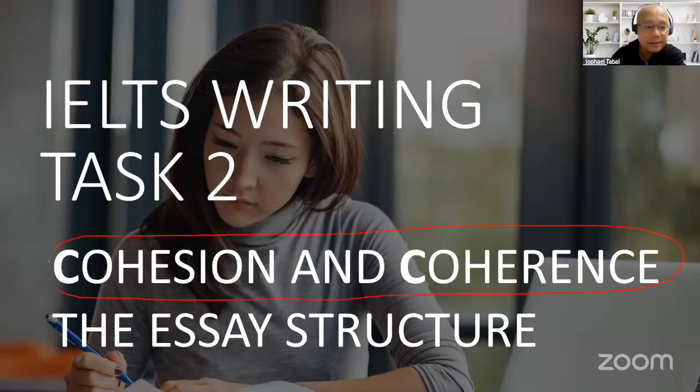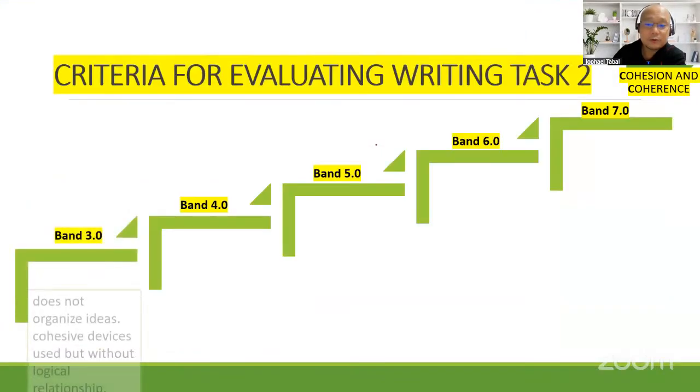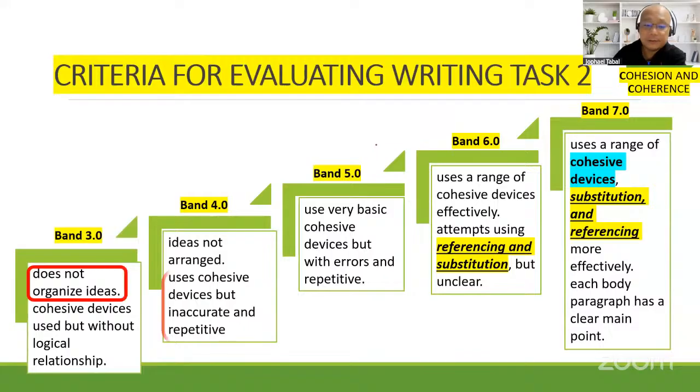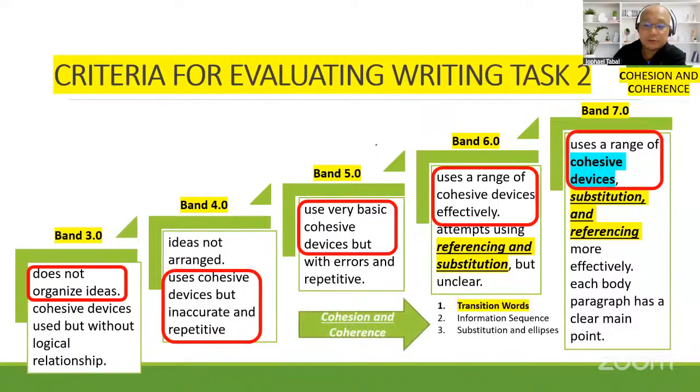How to make their essay logical. This is very interesting as well, and it is very easy in task two. I would show you here that for cohesion and coherence, most of what students understood about cohesion and coherence is the use of transition words, okay? And today I want to introduce to you the two things, information sequence and these two, okay?